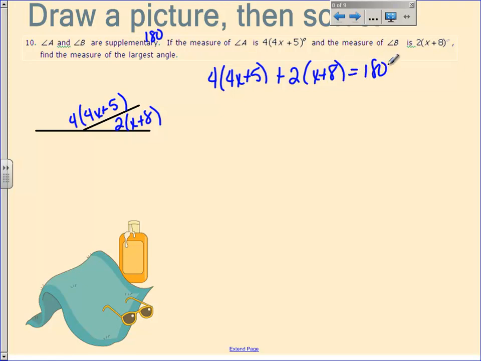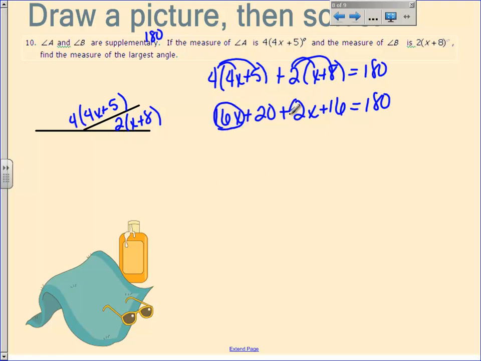Okay? So distributive property, I'm going to have to do it twice because I have two sets of parentheses. So I get 16x plus 20 plus 2x plus 16 equals 180. Now I have like terms I'm going to combine. I've got 16x plus 2x, which is 18x. And then I have 20 plus 16, which is 36, equals 180.